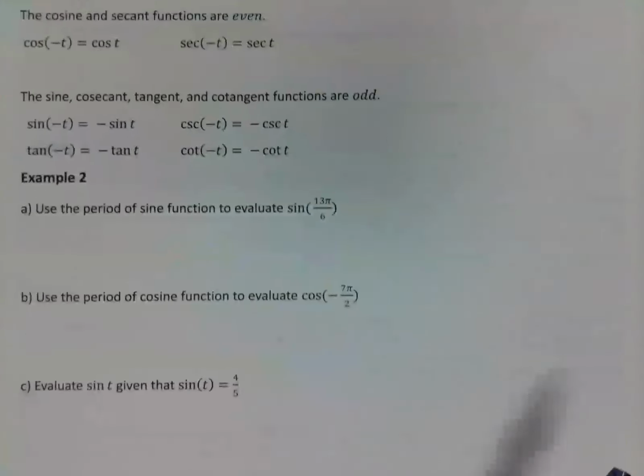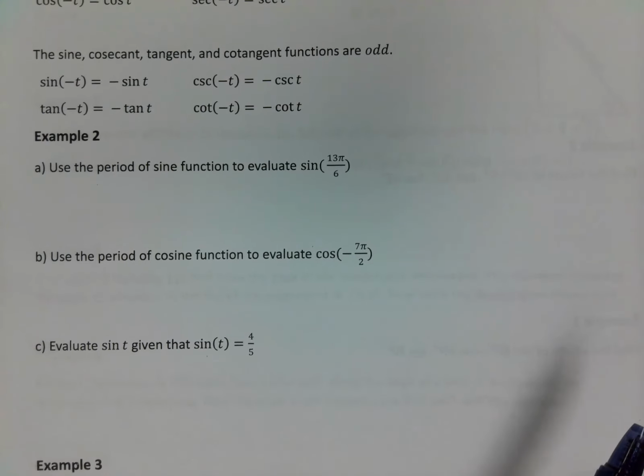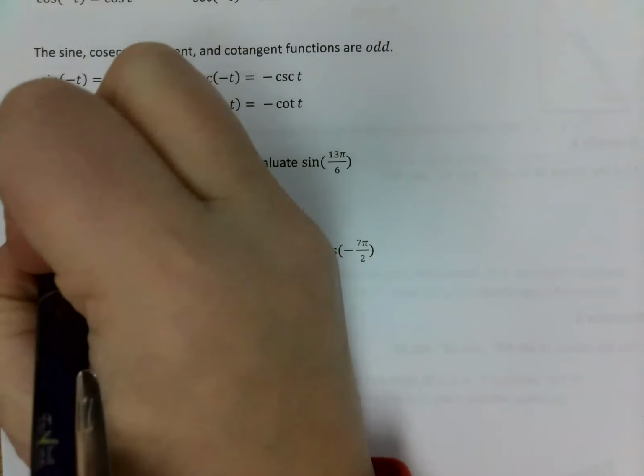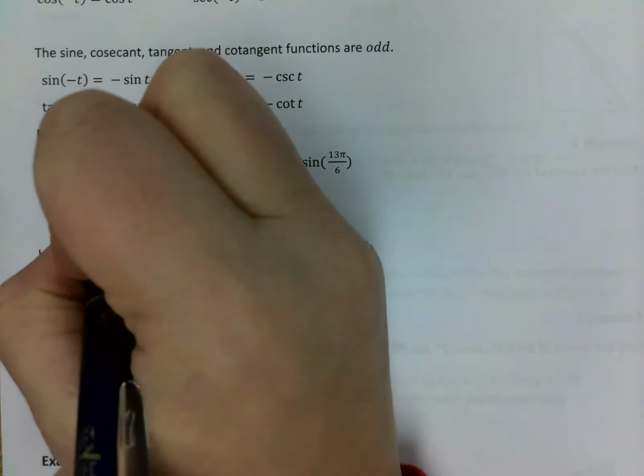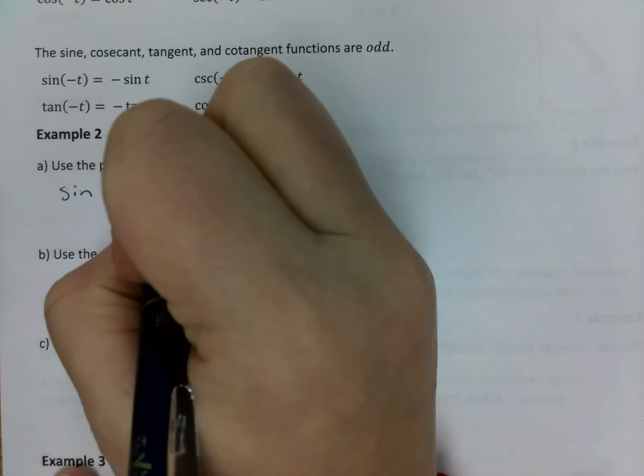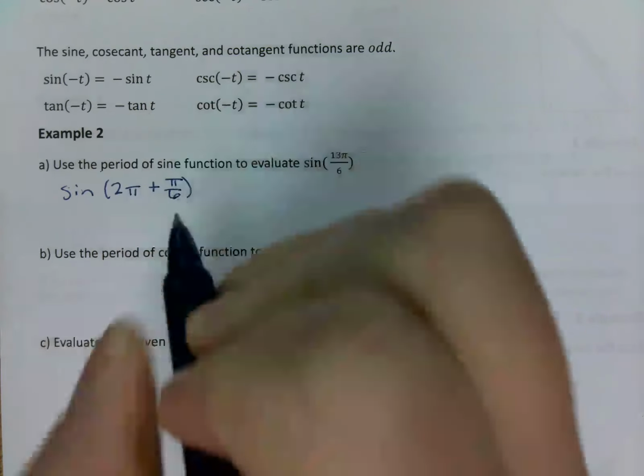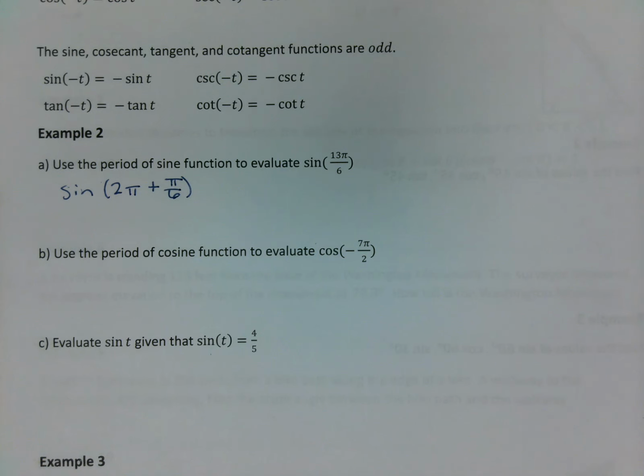So looking at this question, use the period of sine function to evaluate sine of 13 pi over 6. So what I'm talking about is we can have sine of 2 pi plus pi over 6. So it's kind of like finding a coterminal angle. 2 pi plus pi over 6 will be equal to 13 pi over 6.